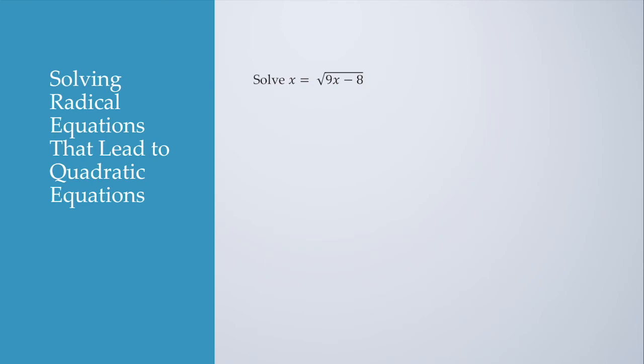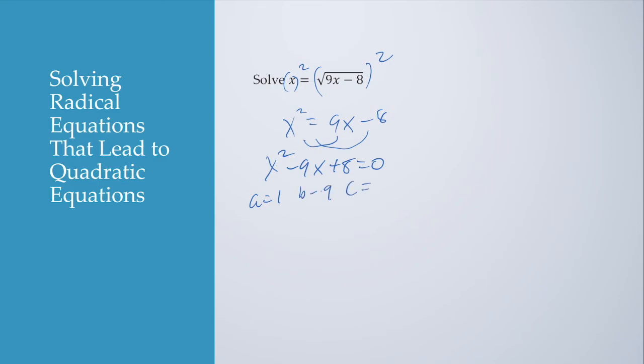So let's solve this radical equation that leads to a quadratic. To solve a radical equation, the first thing I want to do is square both sides, because that gets rid of our radical. So I have x squared is 9x minus 8. So I have x squared minus 9x plus 8 is 0, because I wanted to move those over in order to get this into standard quadratic form, which it is now. Awesome, awesome, awesome. I have A is 1, B is negative 9, and C is a positive 8.